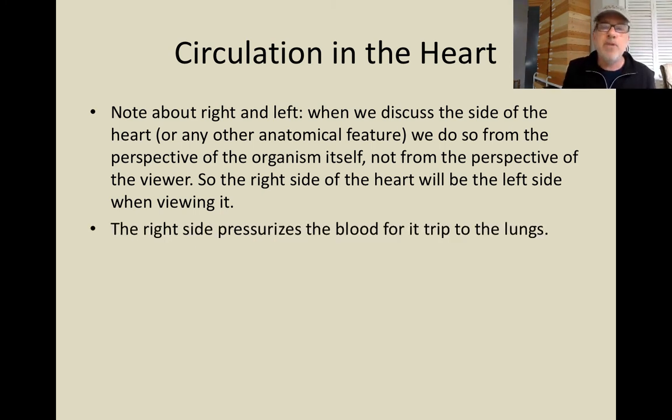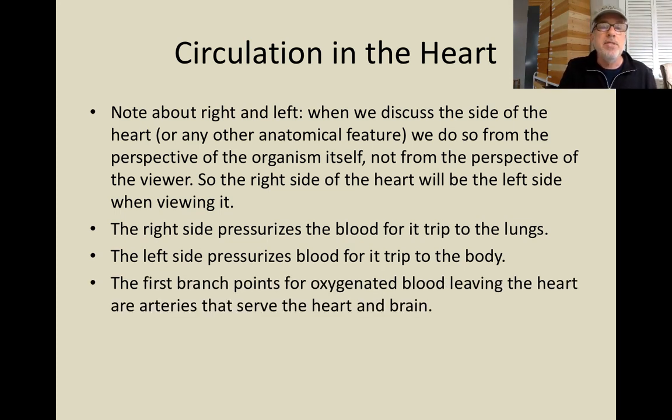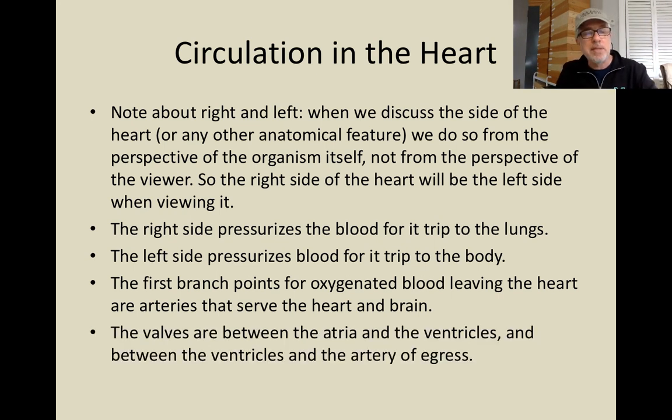Now, the right side pressurizes blood for its trip to the lungs, and the left side pressurizes blood for its trip to the body. The first branch points off the aorta for the oxygenated blood leaving the heart are arteries that serve the heart and the brain as the 2 most important organs to keep alive in the body. So the first blood goes to the heart and the brain. We already talked about the valves, but there it is again, written down just so you can remember it.